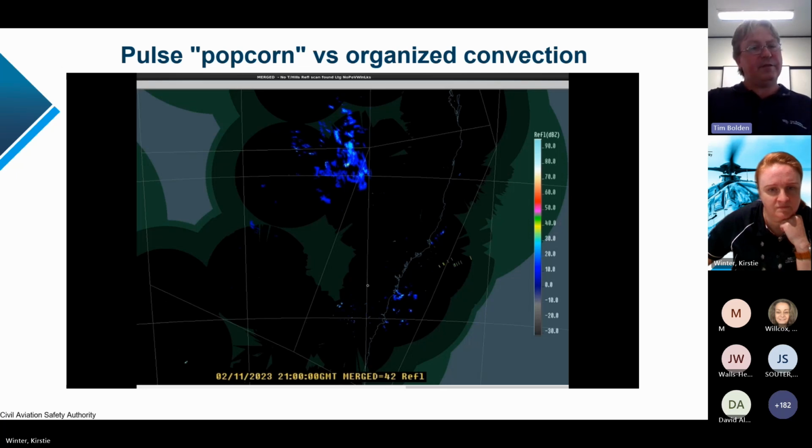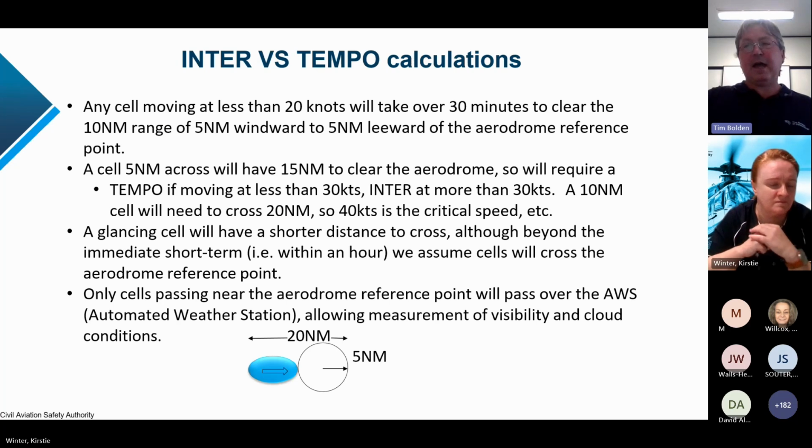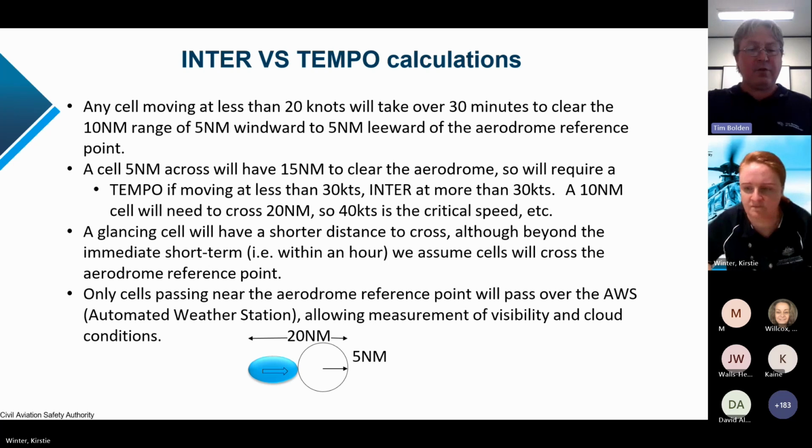In general, and just once more the next slide, please, given the area of responsibility for the TAF is a radius of 5 nautical miles or soon to be 8 kilometres, the diameter of the area of responsibility is 10 nautical miles. So a cell of no dimensions, moving at 10 knots, will still take an hour to cross the aerodrome. So we have a critical speed that would take 20 knots to clear the aerodrome within half an hour. If it's moving slower than that, we know we need a TEMPO. Faster than that, we need an INTER.